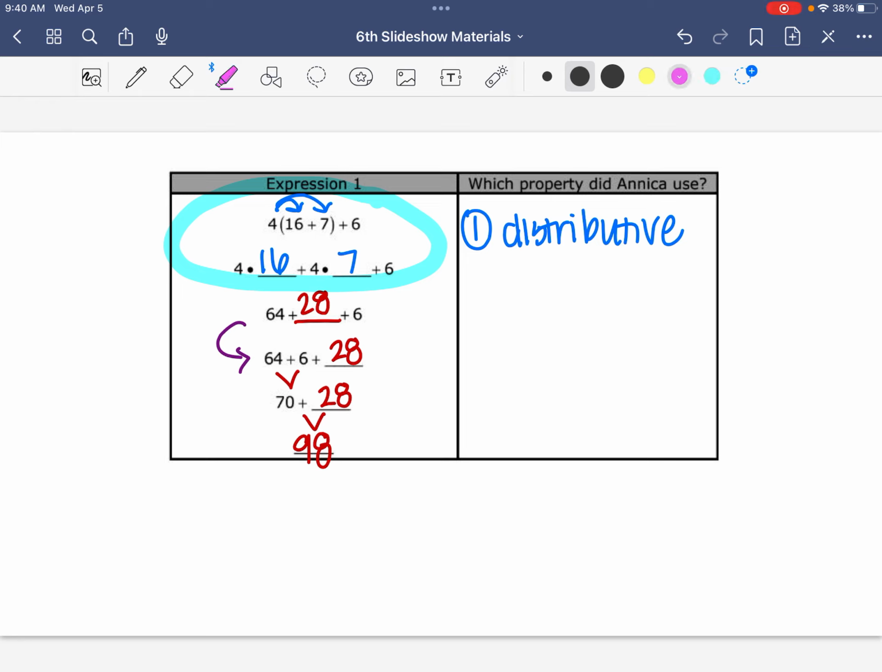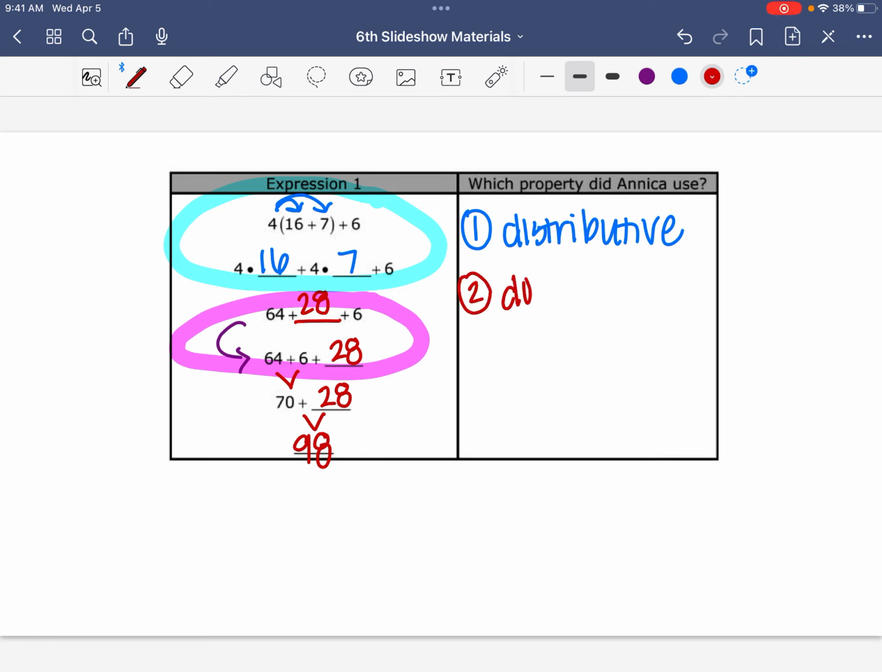But then we also saw that it did not matter what order we added in, right? Because 28 plus 6 is the same as 6 plus 28. We call that the commutative property, which you really don't need to know the actual name, just how it works. Right, so I'm just going to summarize that as saying, doesn't matter what order we add in.